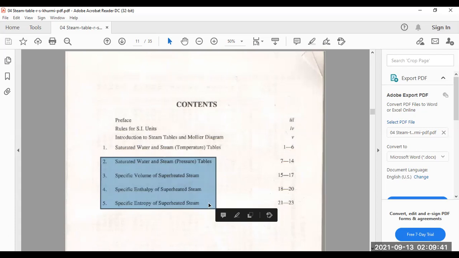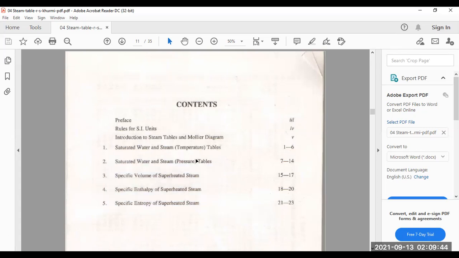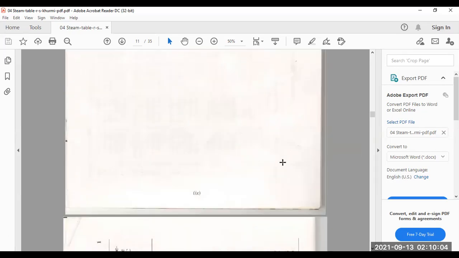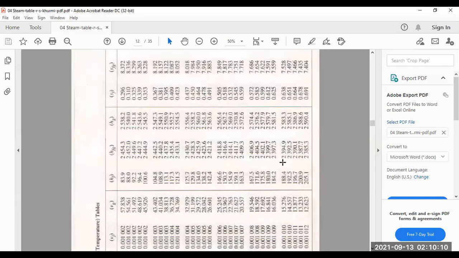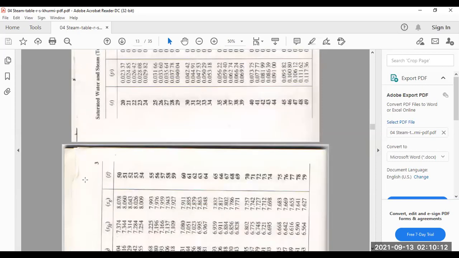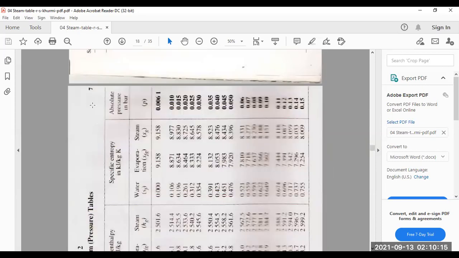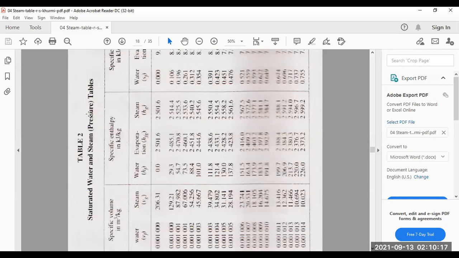So first one is saturated, point number 2: saturated water and steam pressure tables, because in the question paper the boiler pressure and condenser pressure were given. That's why we are going to use the pressure table. It is from page number 7 to page number 14. So now we will go to that page. Here you can see in page number 7, the heading is saturated water and steam pressure tables.